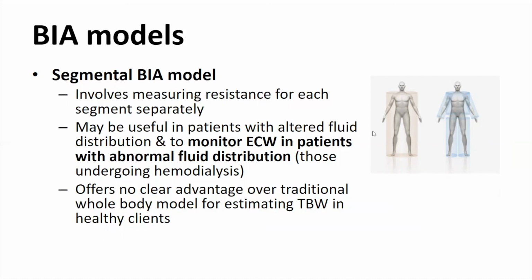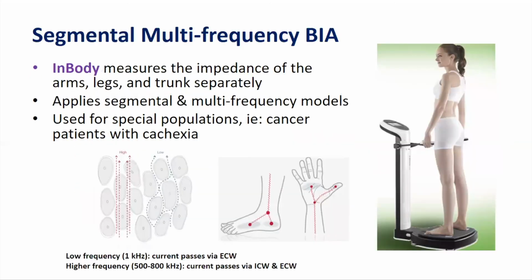And this is important when we want to measure any fluid shifts from limb to limb. So say a patient has abnormal fluid distribution and we want to monitor their lymphedema symptoms over time. This is an example of when this segmental BIA model would be appropriate. So in this model, the subject will stand on 2 metal foot electrodes and then hold on to 2 handles. And this model will send 2 types of frequency, a low frequency and a higher frequency.